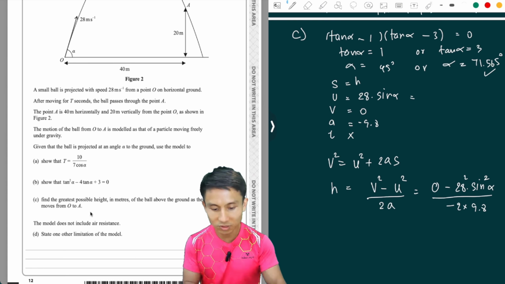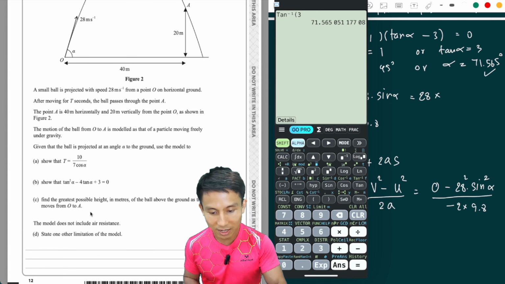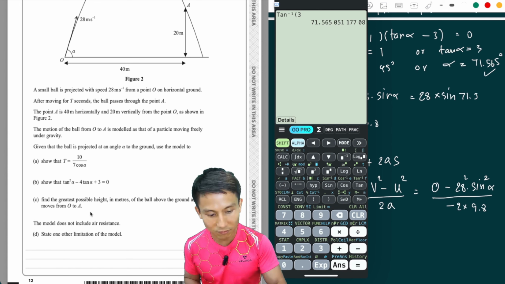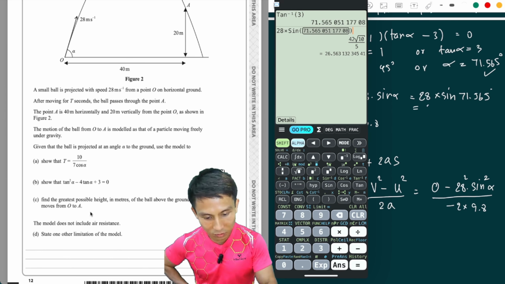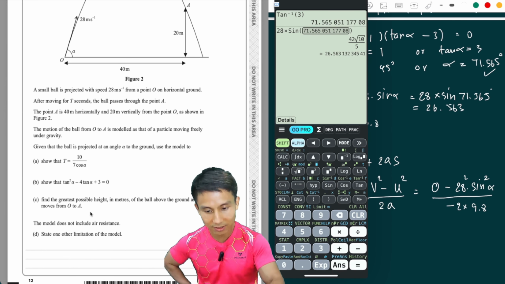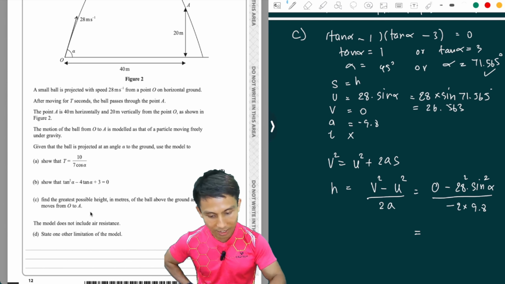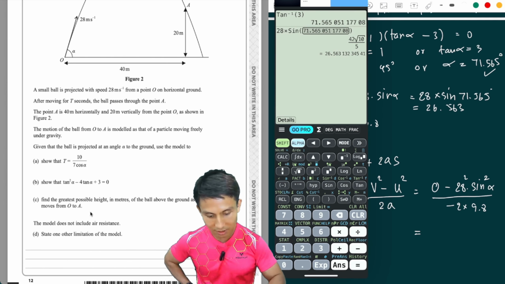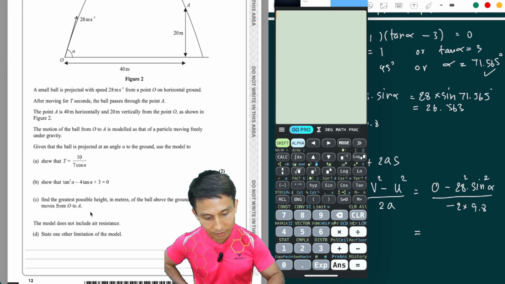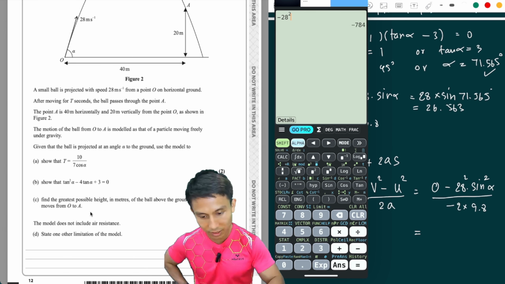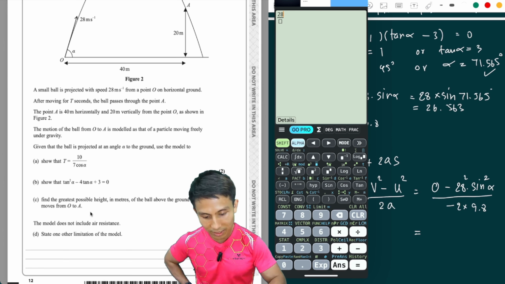So we're going to use that. This is 28 times sine 71.565, right? So I'm going to answer that first and do 28 times sine answer. And that's going to be 26.563. I'm keeping that. So that's going to be equal to, sorry, minus 28 squared. No, I'll take the minus out. 28 squared times.